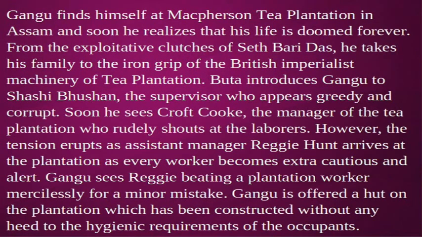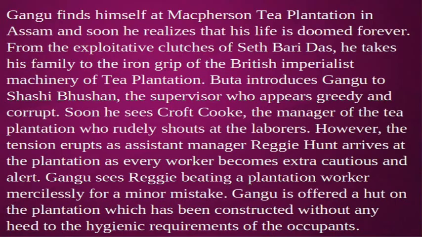Gangu finds himself at Macpherson Tea Plantation in Assam, and soon he realizes that his life is doomed forever. From the exploitative clutches of Seth Badri, he takes his family to the iron grip of the British imperialists, machinery of tea plantation. Buta introduces Gangu to Shashi Bhushan, the supervisor who appears greedy and corrupt.